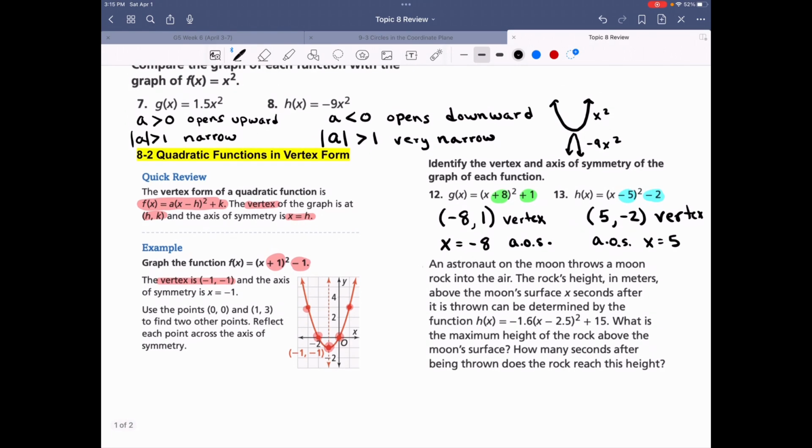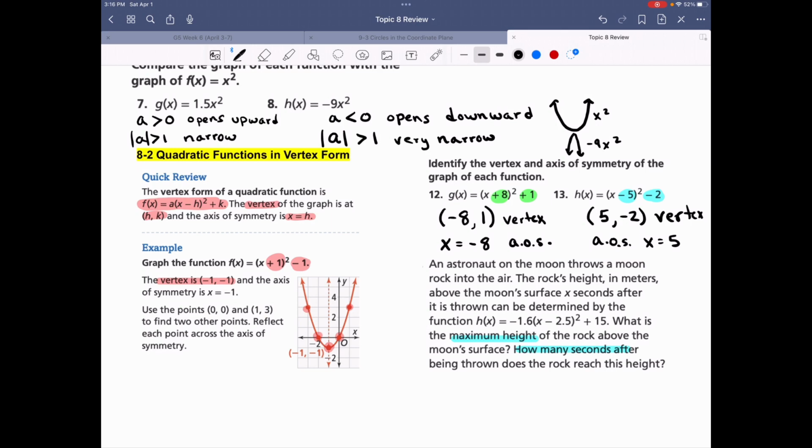An astronaut on the moon throws a moon rock into the air. The rock's height in meters above the moon's surface x seconds after it is thrown can be determined by the function h of x equals -1.6 times (x minus 2.5) squared plus 15. They're asking what is the maximum height and how many seconds after being thrown does it reach that height?